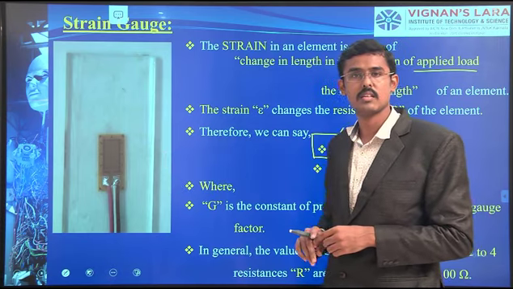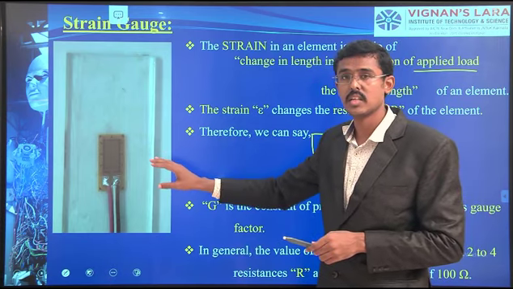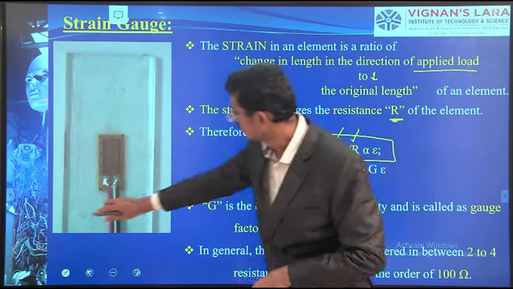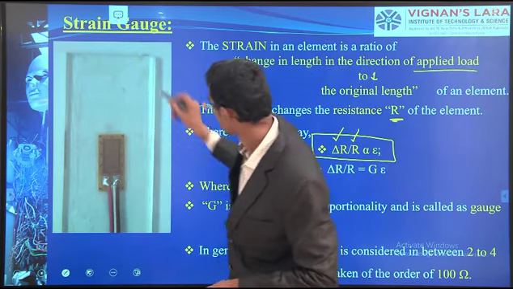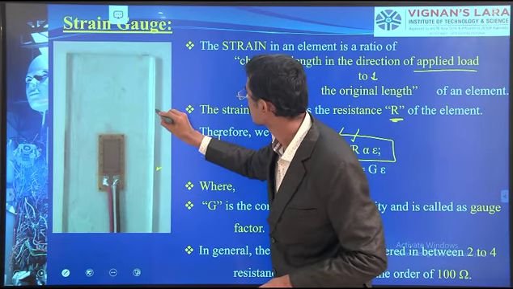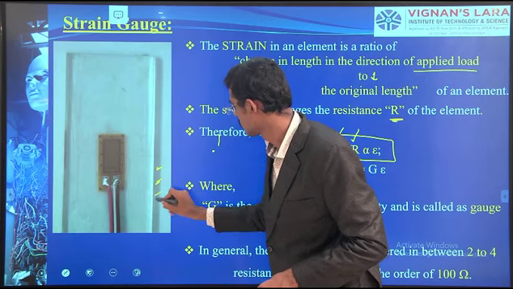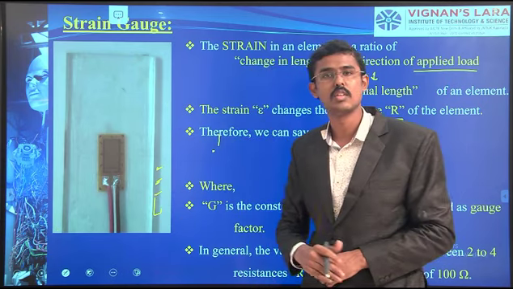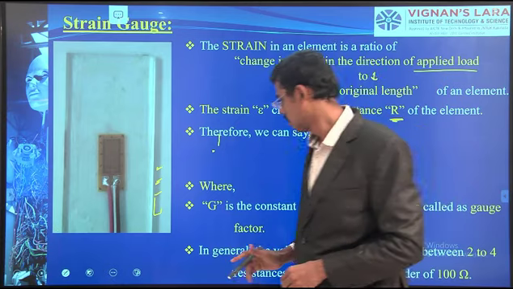In this picture, the strain gauge has been pasted on a glass board. You can see this is the glass board, a round glass board. Here the thickness is there. This dark region is the thickness of the plate. Right? We will go ahead.